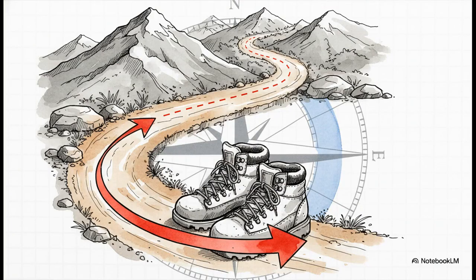Picture this. You need to get back to camp before dark. You need your backward bearing. The rule here is incredibly simple, but it's a lifesaver. If your forward bearing was less than 180 degrees, just add 180. If it was more, subtract 180. It's basic math, but it guarantees you won't end up wandering out into the wilderness forever.